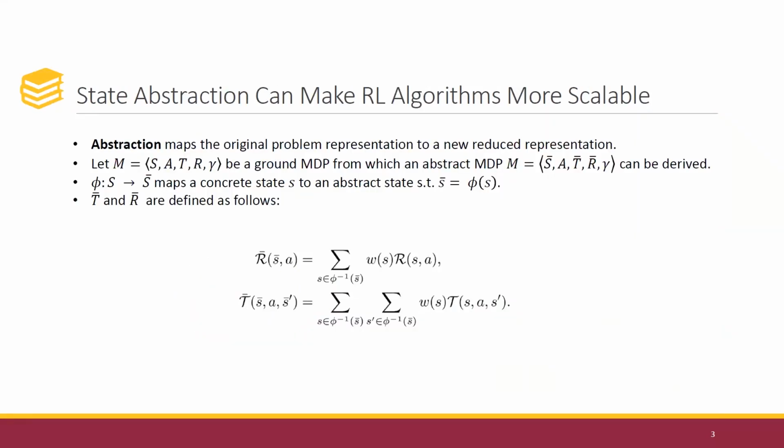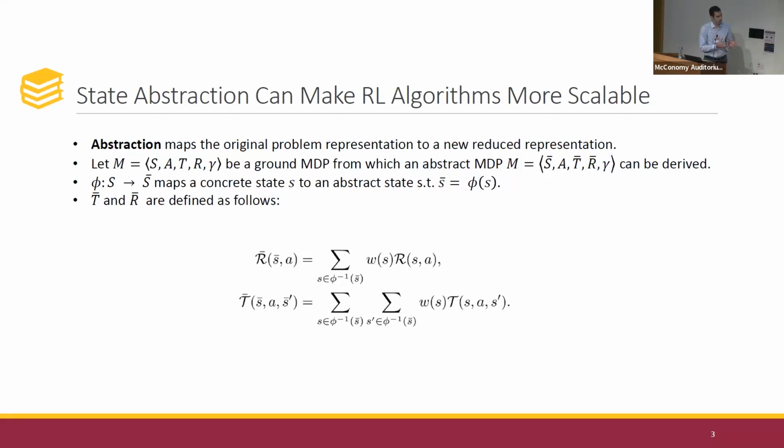A state abstraction in general can be perceived as a map from the original representation of the problem to a reduced size representation of the problem. We can define an abstract MDP derived from the original MDP. We have the abstraction function phi that maps the concrete states to the abstract states. Using phi, we can define the abstract transition function and the abstract reward function.